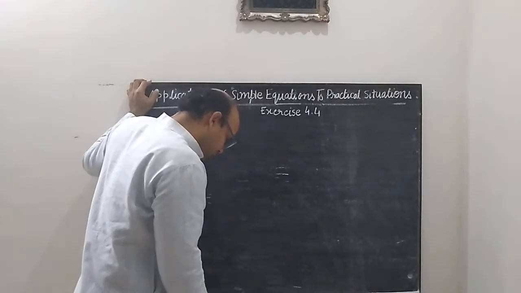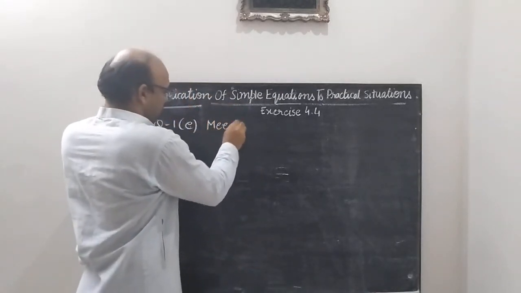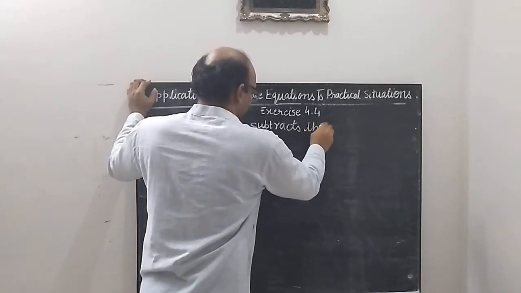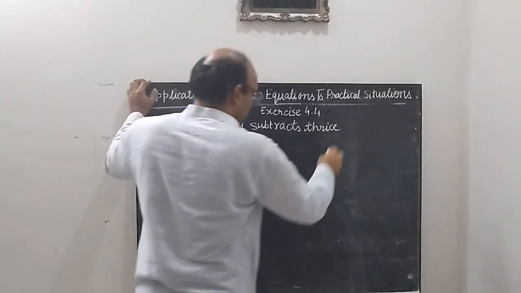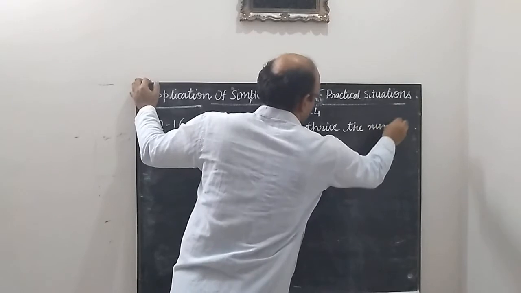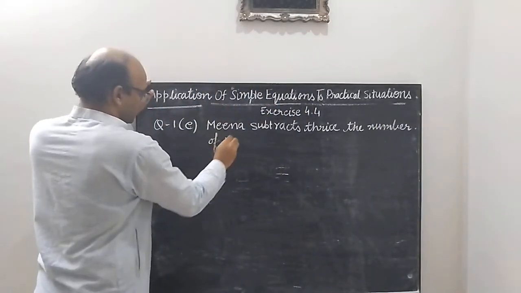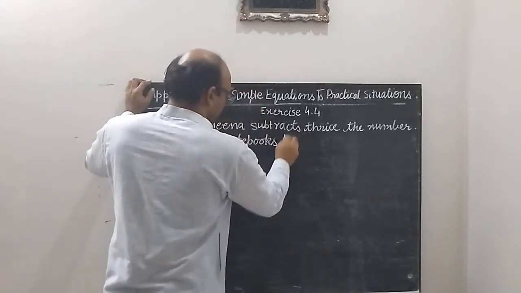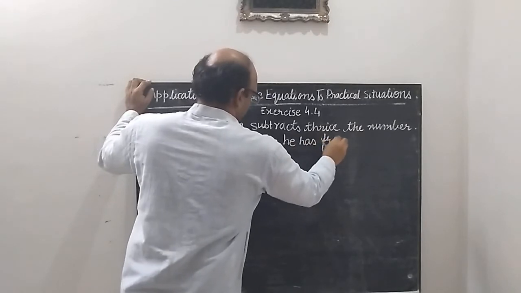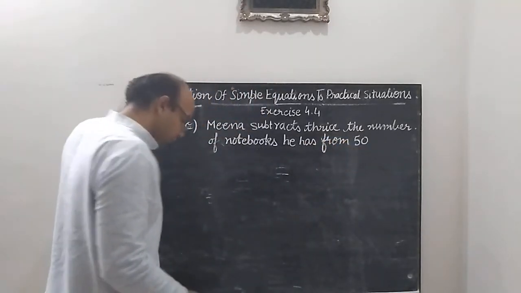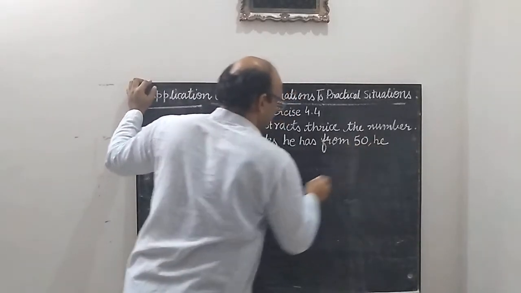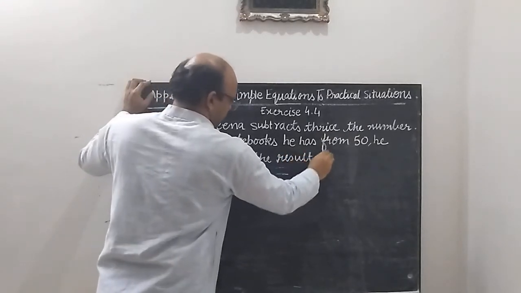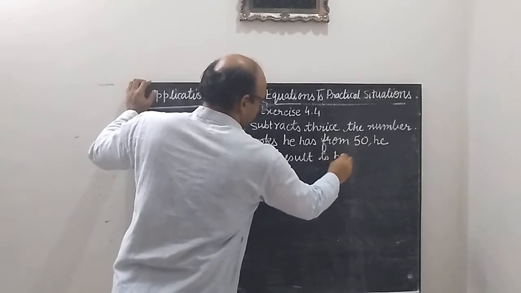Now, Meena subtracts thrice the number of notebooks he has from 50. He finds the result to be 8.